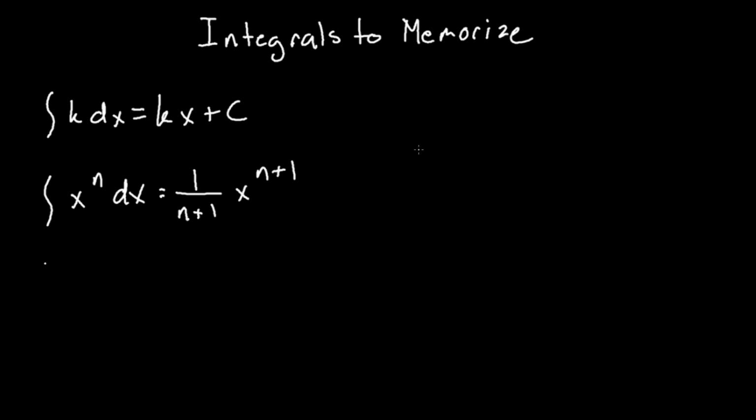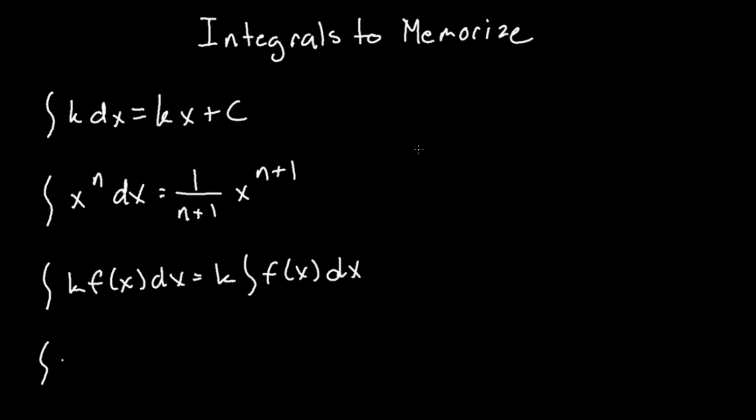Another integral to memorize is that if you have some coefficient k multiplied by some function, doesn't matter what function, then you can just factor out the k. This is one of the integration rules. You can factor out any coefficient that you see fit.